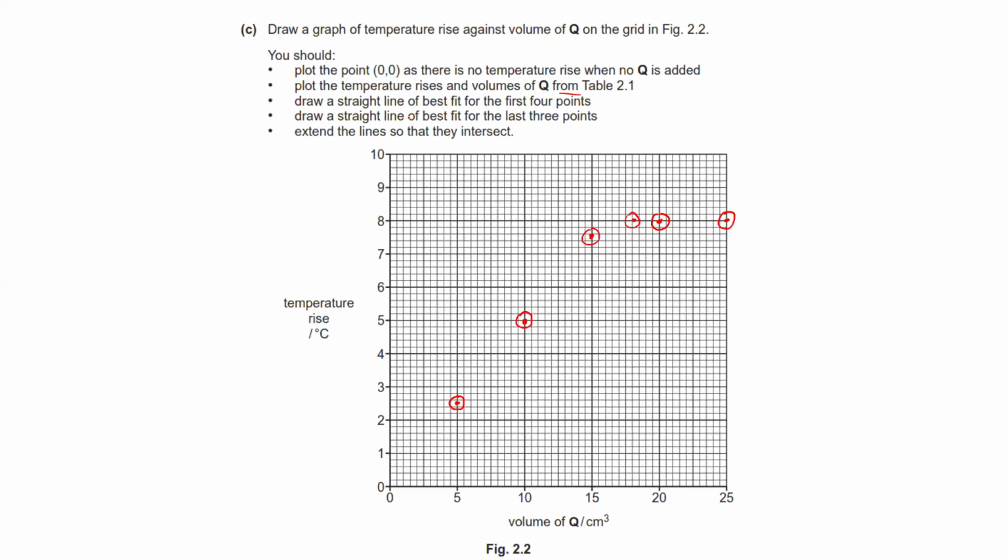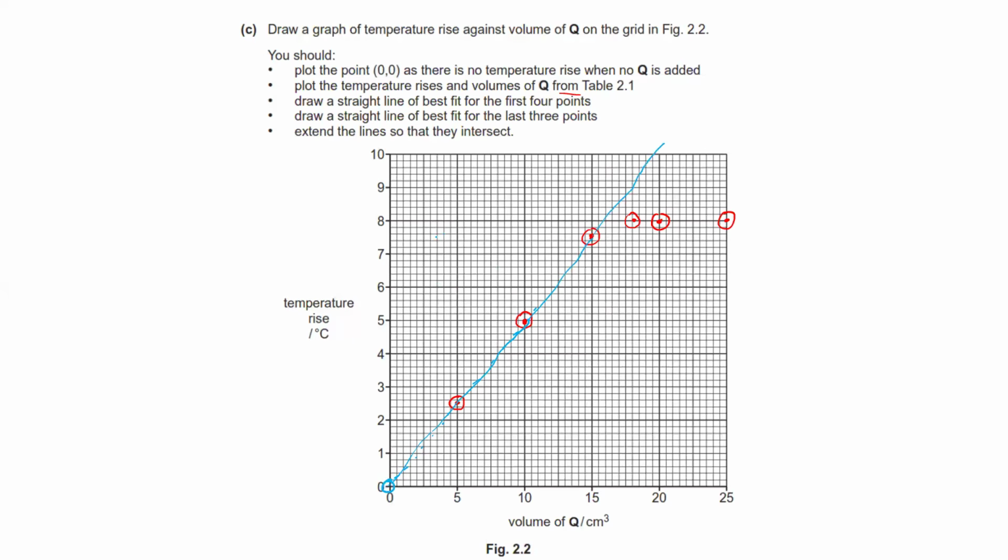Then it says draw a straight line of best fit for the last 3 points. Now I'm going to change the color so that you'll be able to understand it better. We have to draw two straight lines. Draw a straight line for the first 4 points. I don't have a ruler, so make sure you have a ruler. The first 4 points are 0, 0, 1, 2, 3, and 4. So you make a straight line and extend it.